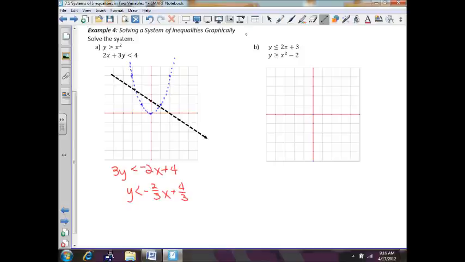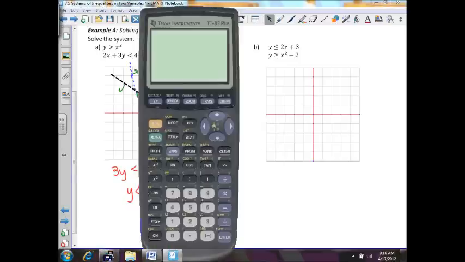So it says y is greater than x squared. Well, from previous problems, we know that greater than x squared is inside the parabola. We know less than a line is below the line. So where our two pieces meet, that will be our solution to our system of inequalities. Now we can check this on a calculator. It's actually pretty neat how it looks.